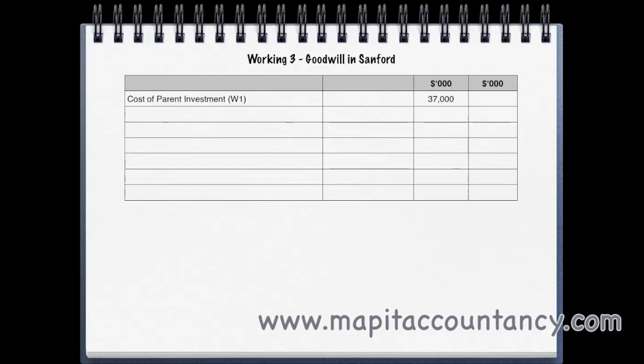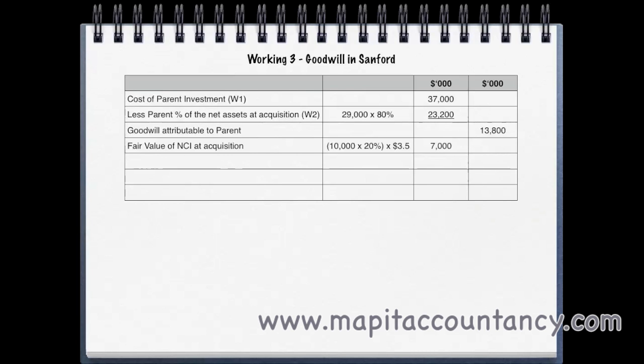That's the consideration we paid for Sanford. We would subtract out the parent's percentage of the net assets at acquisition. So that's from column 1, in our working 2. So 29,000 is the net assets at acquisition times 80%, which is the amount that we purchased as the parent. So that would give us goodwill attributable to the parent of 13,800. We then bring in the fair value of the NCI at acquisition.